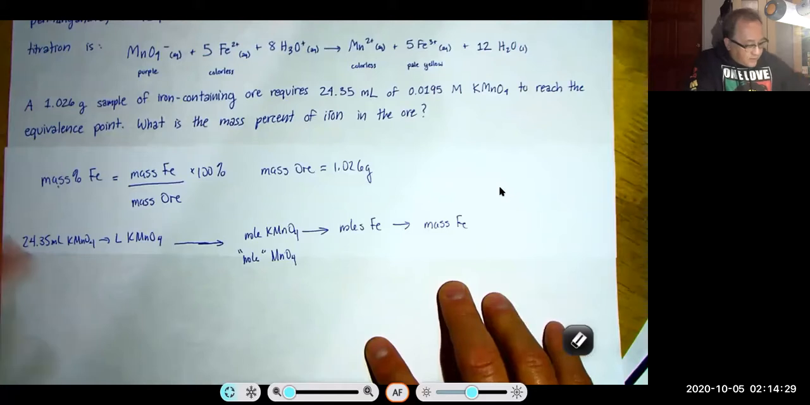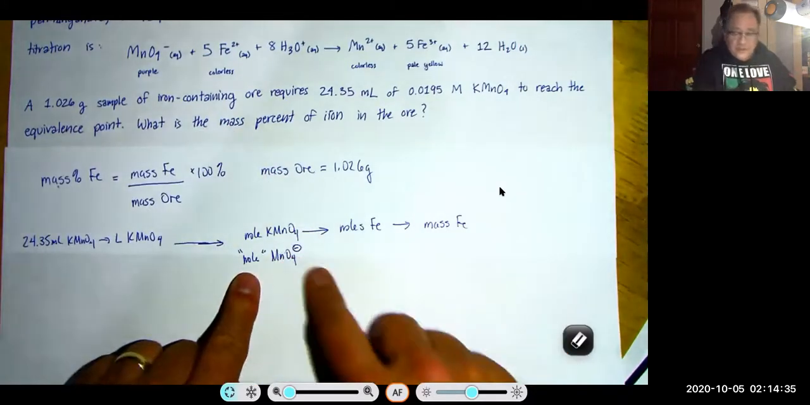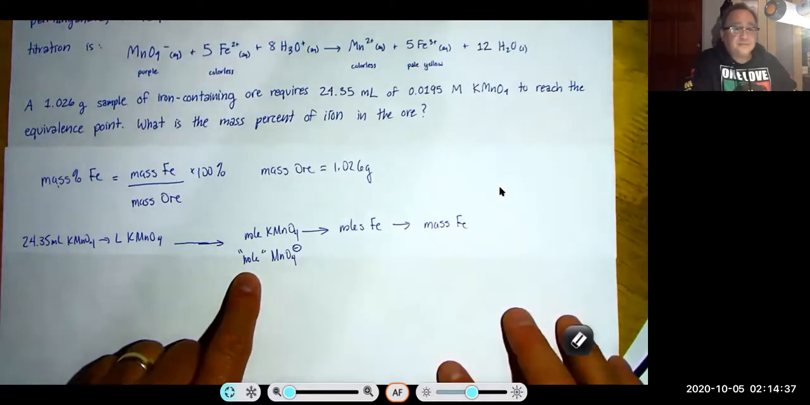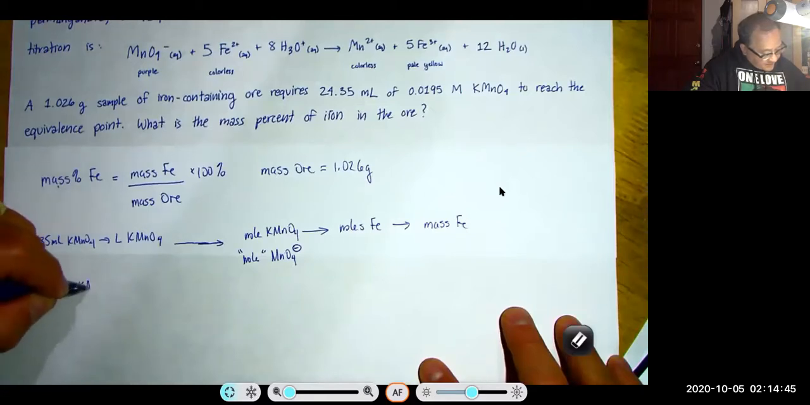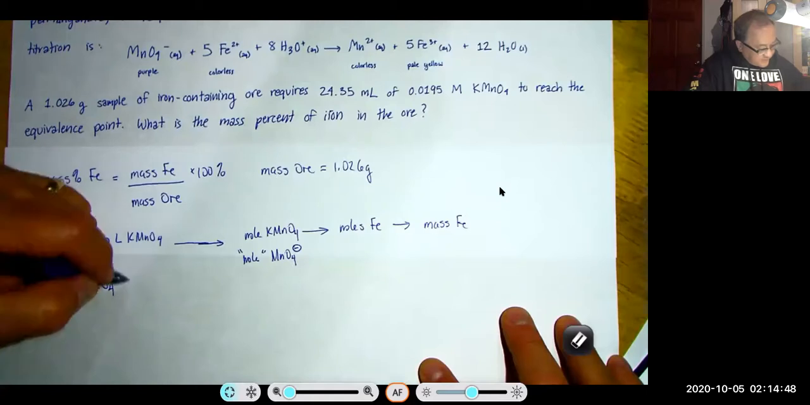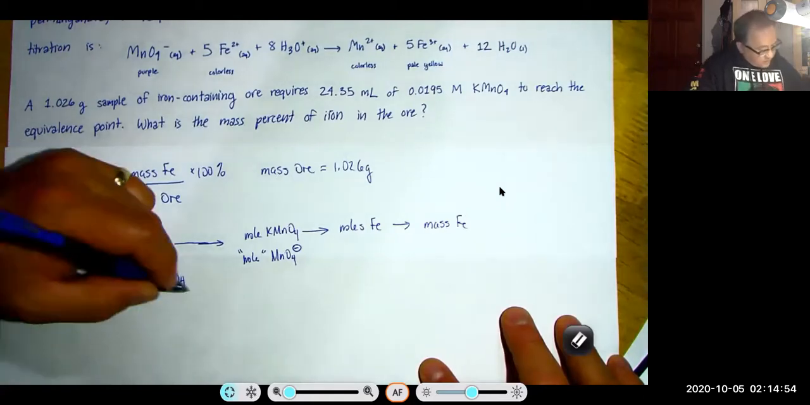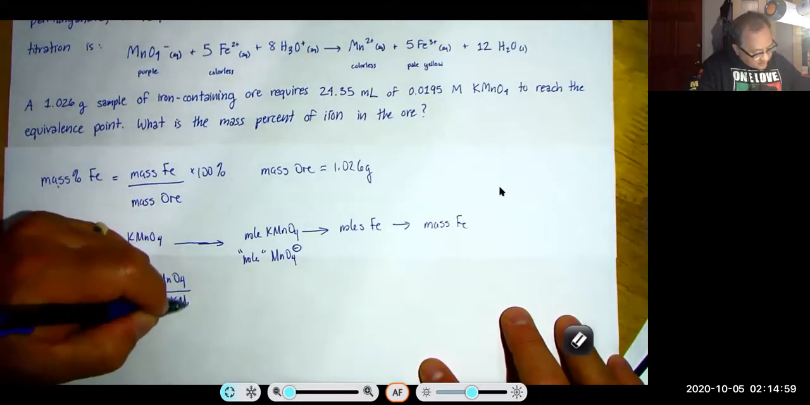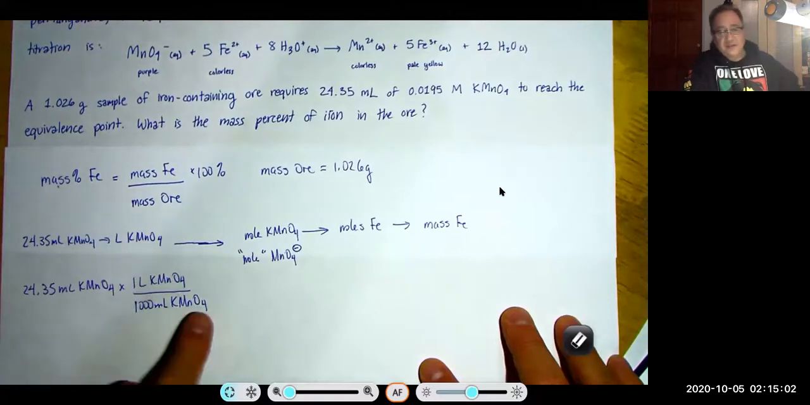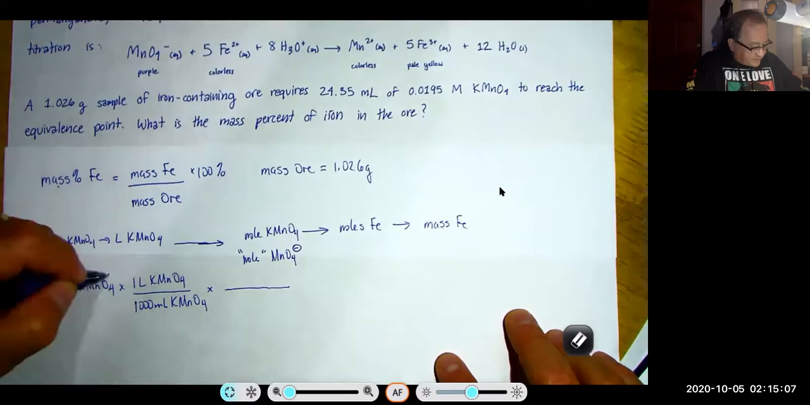So if we're a little worried about this guy right here, are these really the same? We can take care of that. Now I'll show you how to do that. Okay, so here we're going to do 24.35 milliliters of KMnO4 times 1 liter of KMnO4 per 1,000 milliliters of KMnO4. And you can see I've given up writing solution after that. But if you want, I can slip it in right there.